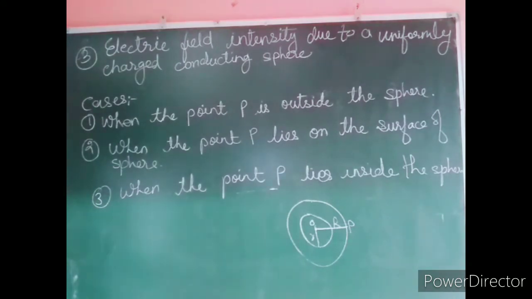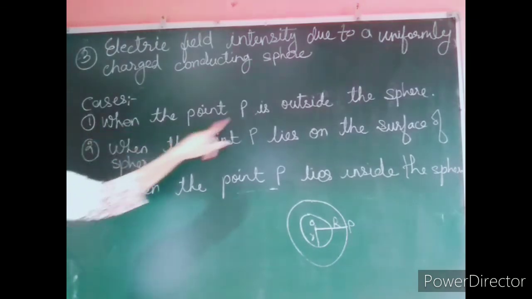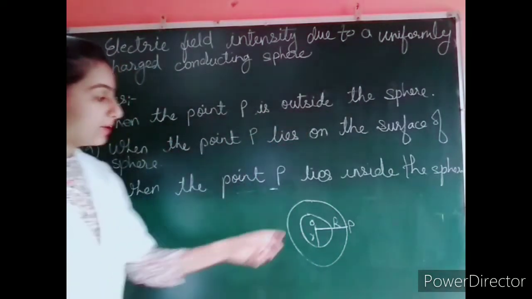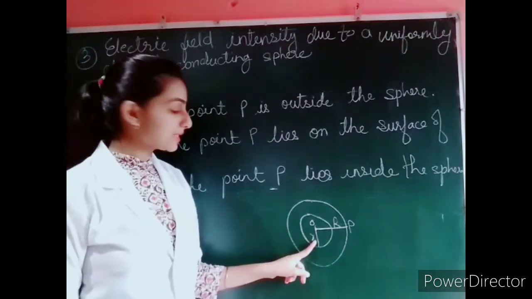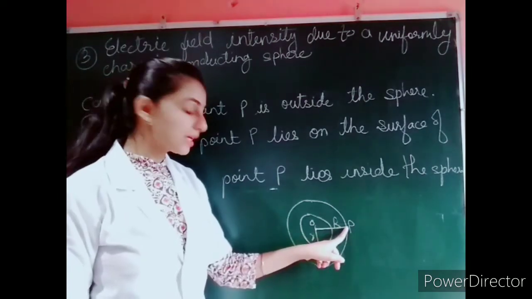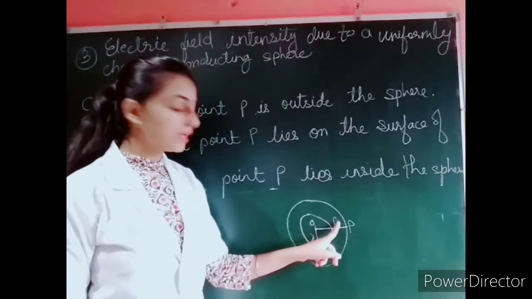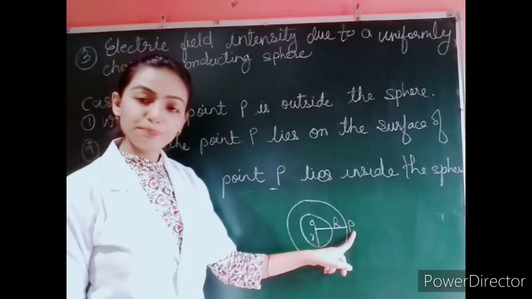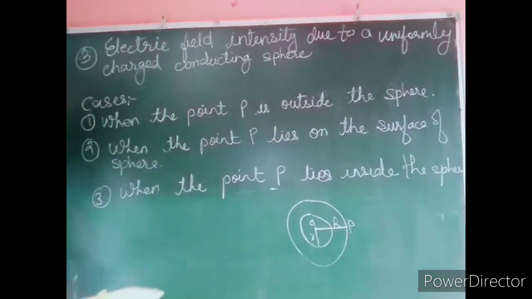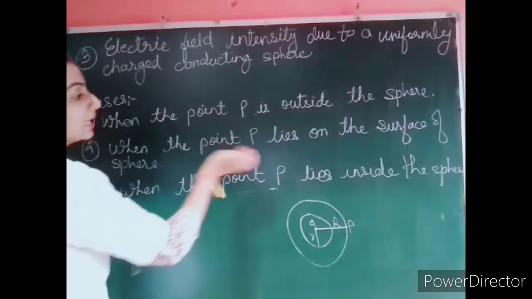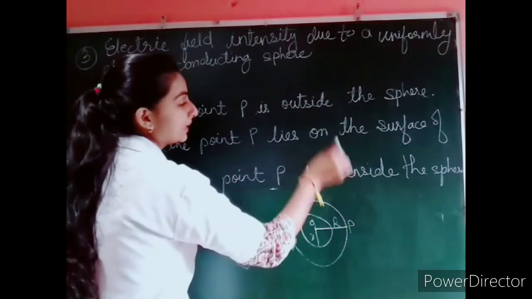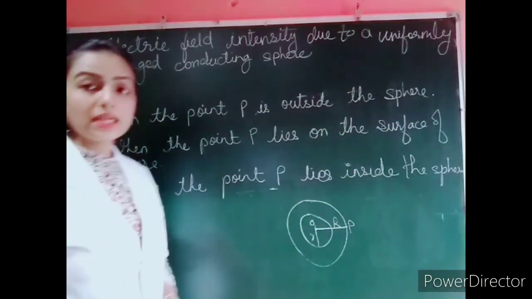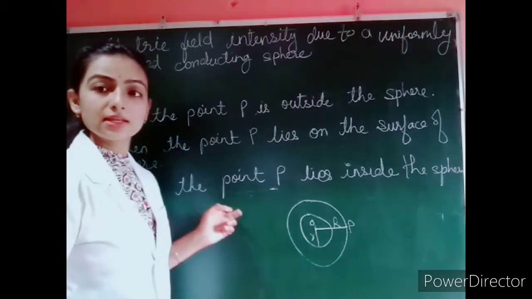Our third application is the electric field due to a uniformly charged sphere. In this we have 3 cases: when the point P is outside the sphere, when the point P lies on the surface, and when P lies inside the surface. So we will see these three cases now.